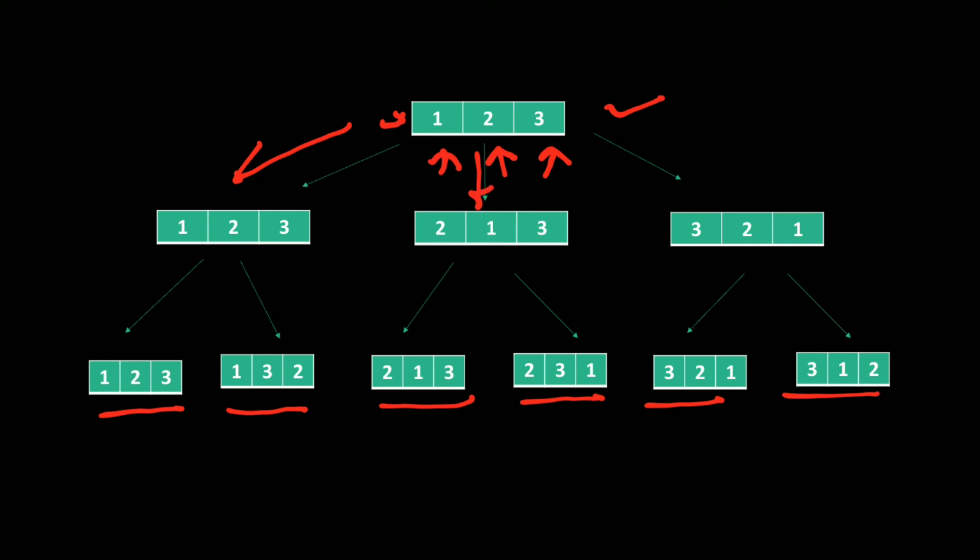Now we take the first position and third position. On the first position we were given 1 and on the third position we were given 3. So we swap them and we get this particular result, that is 3, 2, 1. Now we have done all the cases of the first position. Now we need to do the cases of the second position.